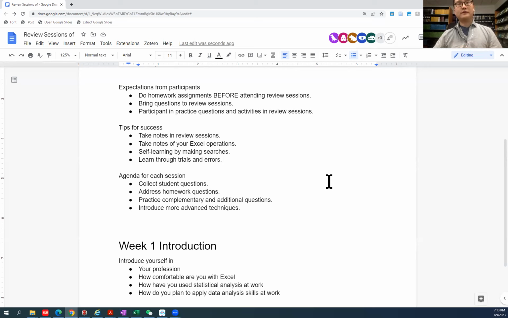Notes will be also useful to record your Excel operations. Excel, while showing the results in a very appealing way, many times students will find themselves lost because they couldn't recall exactly what they did during their homework questions. So afterwards, when they came to my review sessions with questions, they were not sure how they arrived at certain results.